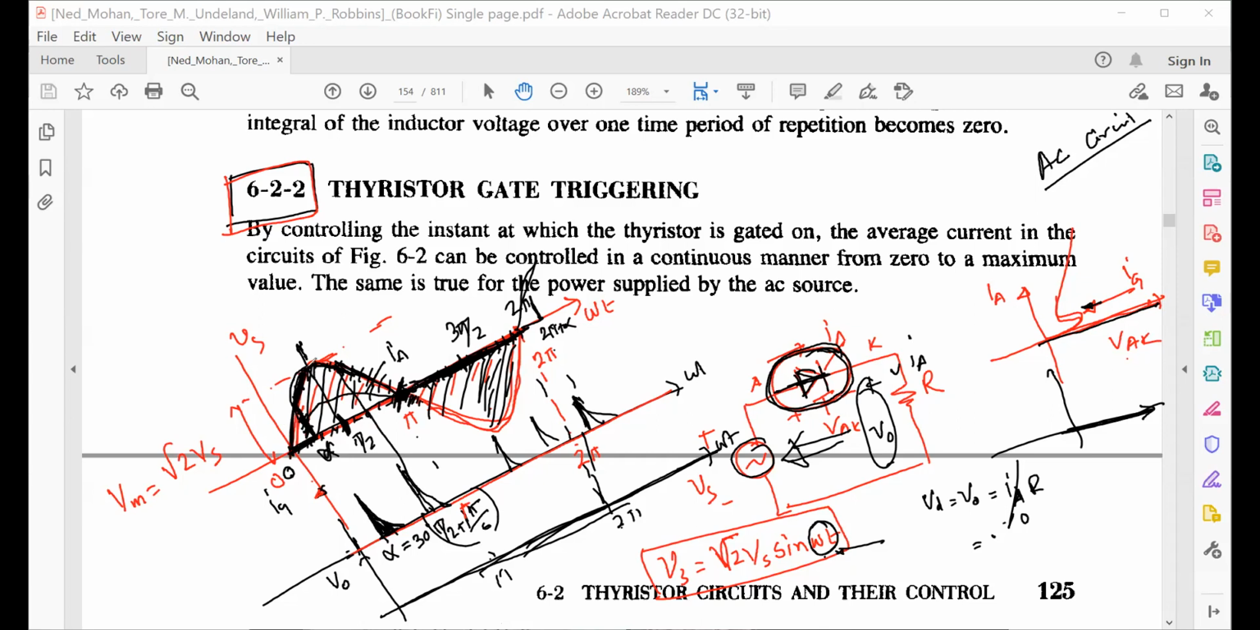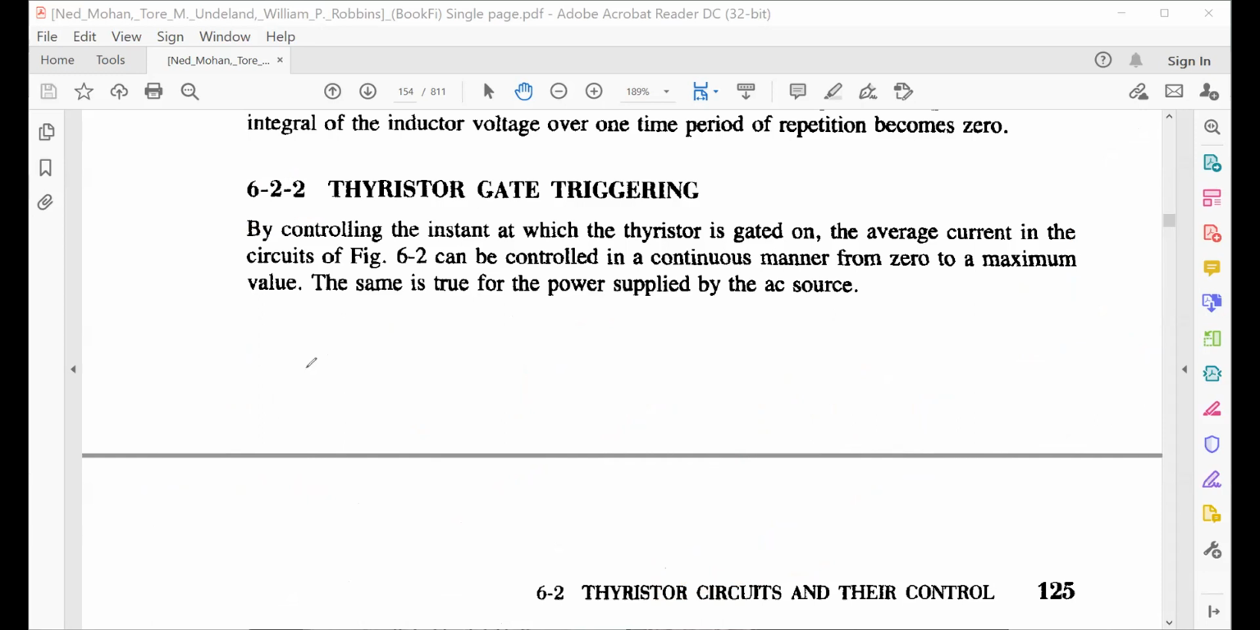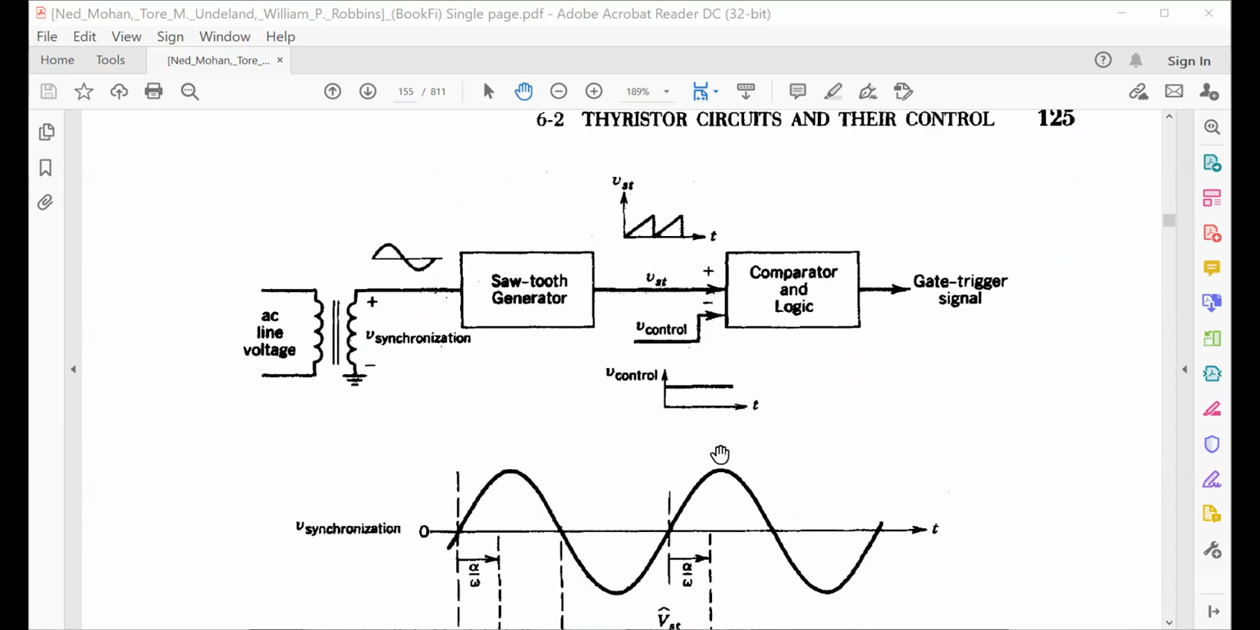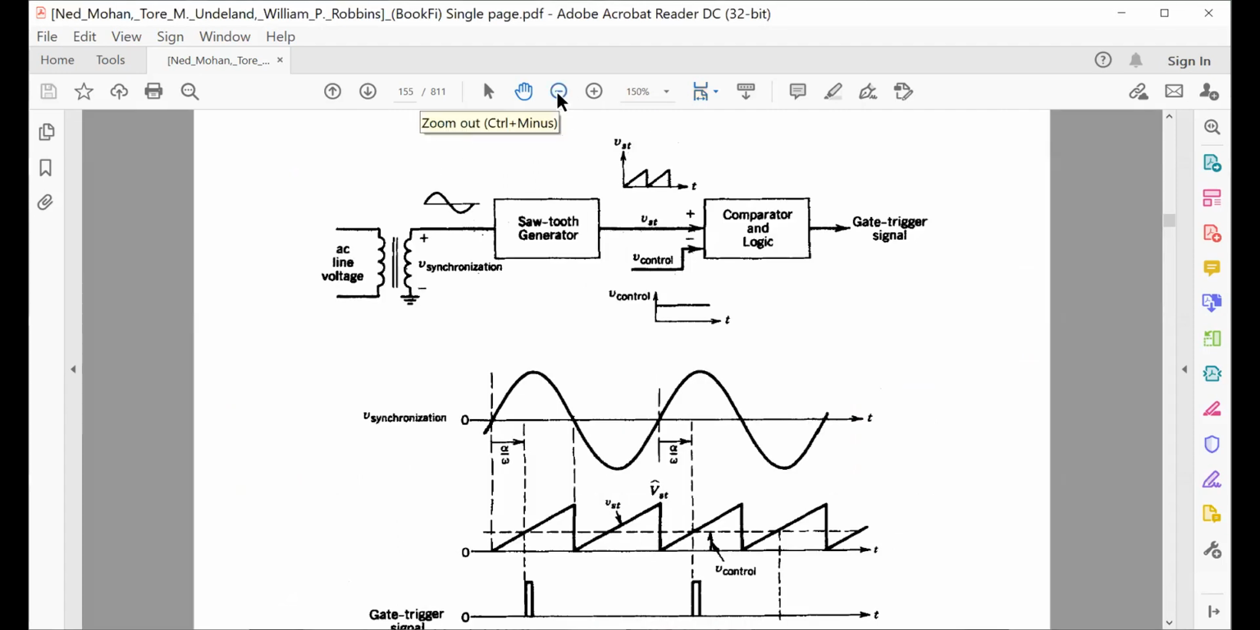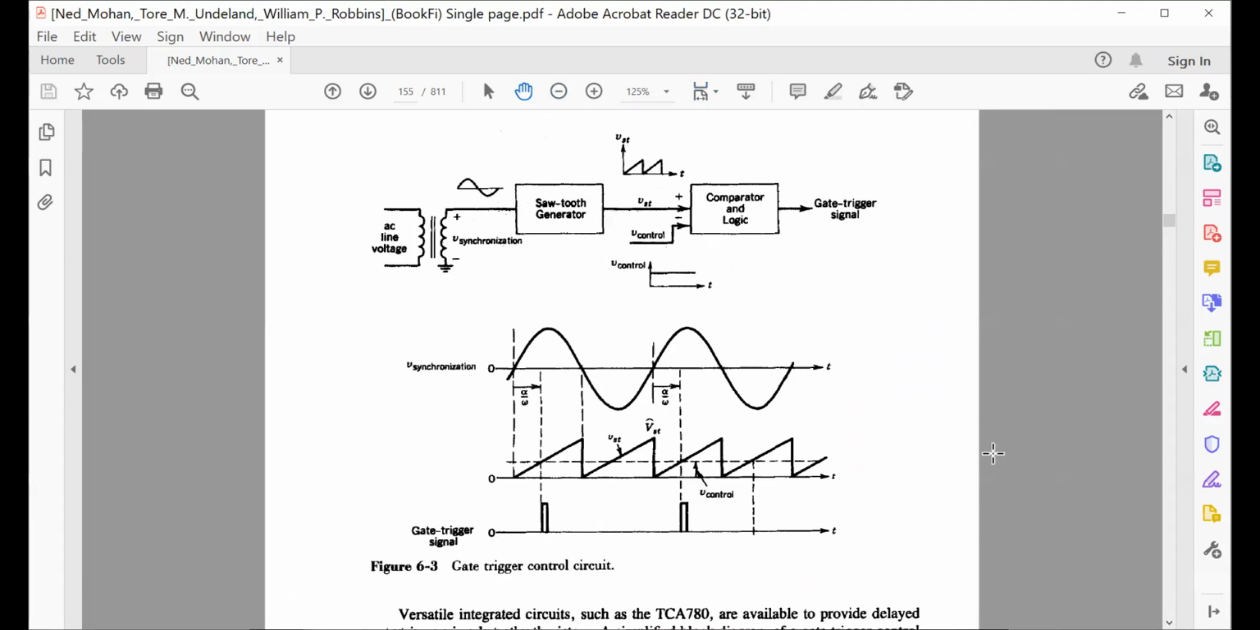Let us see in your book how they have suggested to generate this gate pulse. So this is the block diagram. Can you see it? Yes, sir. Okay, so look here.